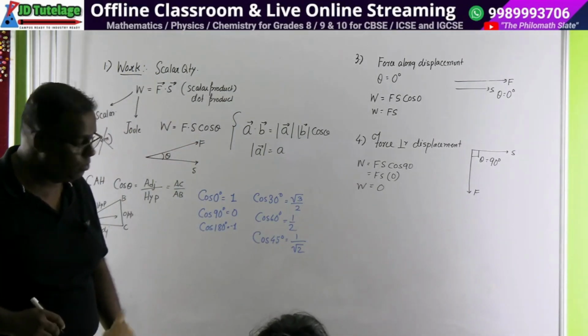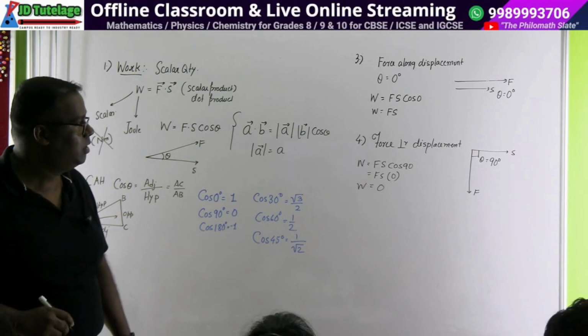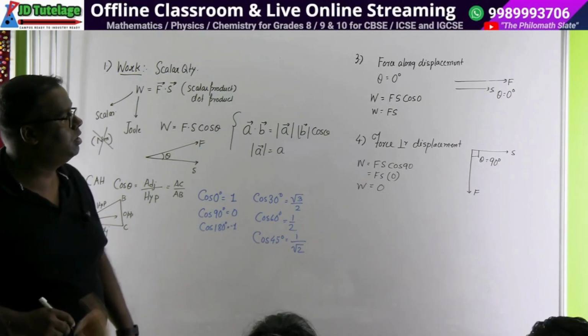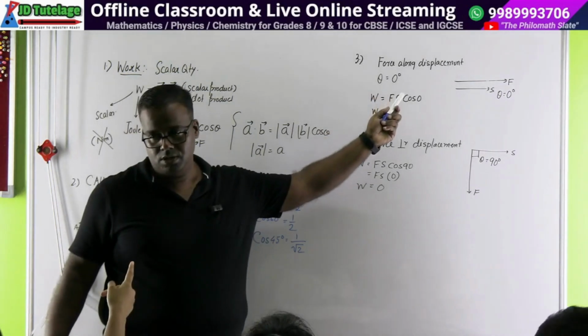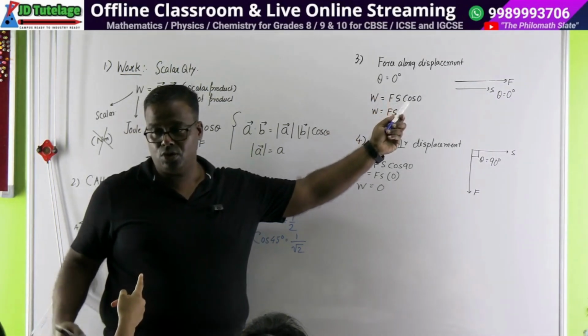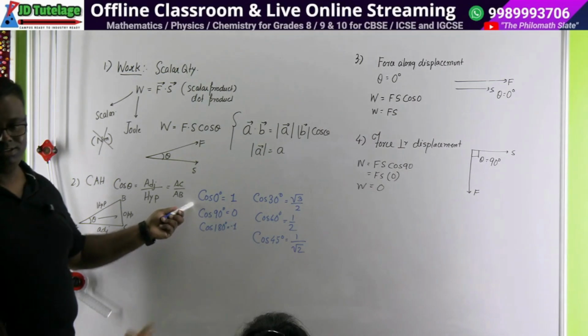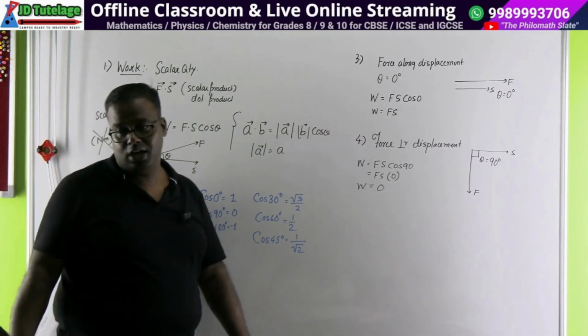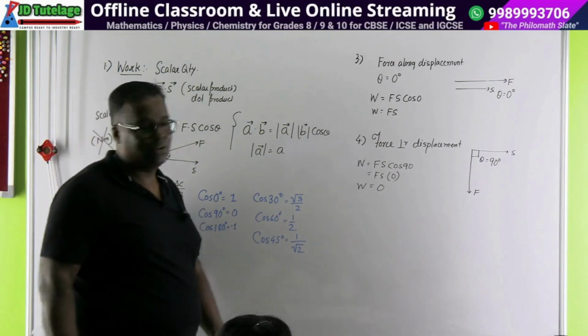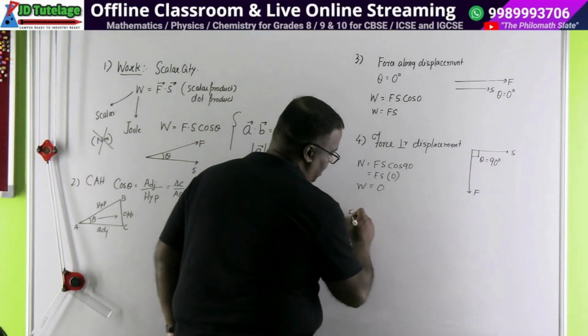Which one, Bitu? Third, which one? The first one, force along displacement. Theta is 0, so cos 0 is 1. Na? You don't take 0, Zoe. You take cos of 0. However, sin 0 is 0. Cos 0 is 1.